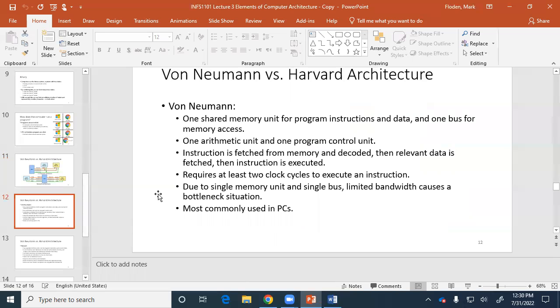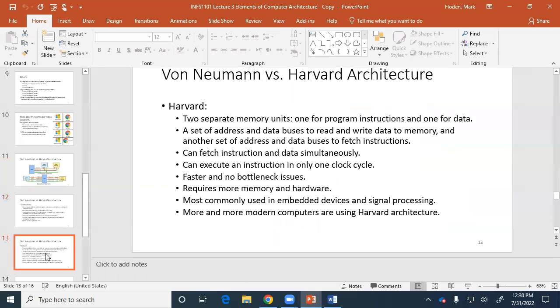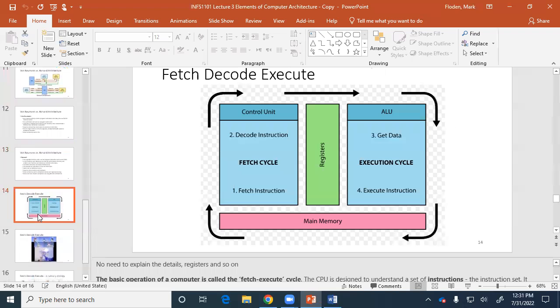Von Neumann architecture allows for the fetch, decode, execute cycle, and is common in most PCs. So we've talked about that. And then the Harvard, you're going to have 2 different memory units, more buses, and so it's going to be faster, but it requires more memory. It's not found everywhere like the Von Neumann, but it is used in embedded devices. Okay, and there's the fetch, decode, execute, which is the cycle which works with Von Neumann.